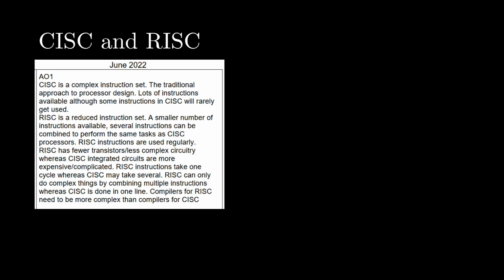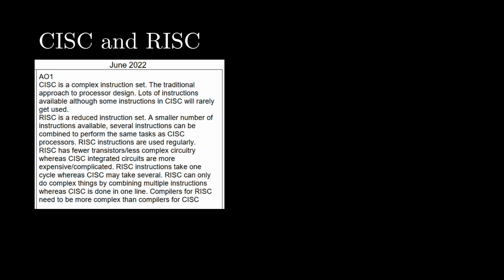And these are taught about different CPU instruction sets, right? Because instruction sets are obviously linked to CPUs. So luckily, we actually had a 9 or 12 marker on CISC and RISC in the June 2022 paper. This is from the mark scheme. This is AO1, which is basically just random facts about CISC and RISC.